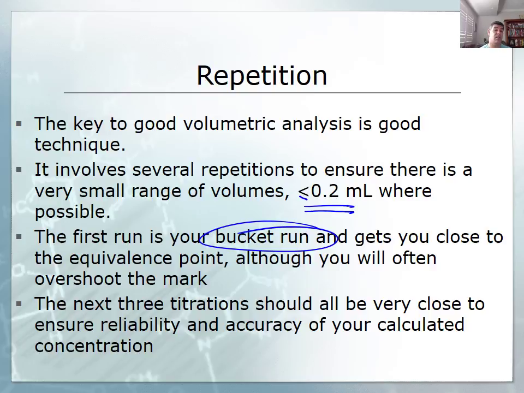We discard that. It's not going to be part of our calculation. But what it will do, by overshooting the mark, is give us a good ballpark for where we need to take care with our subsequent runs. So the point then will be that your next 3 titrations will be your careful titrations that'll be as close to each other as possible. If one of them does fall outside of this range, then of course you're going to have to discard that one and repeat the experiment again. This helps with reliability and accuracy when you're doing your calculations later on.